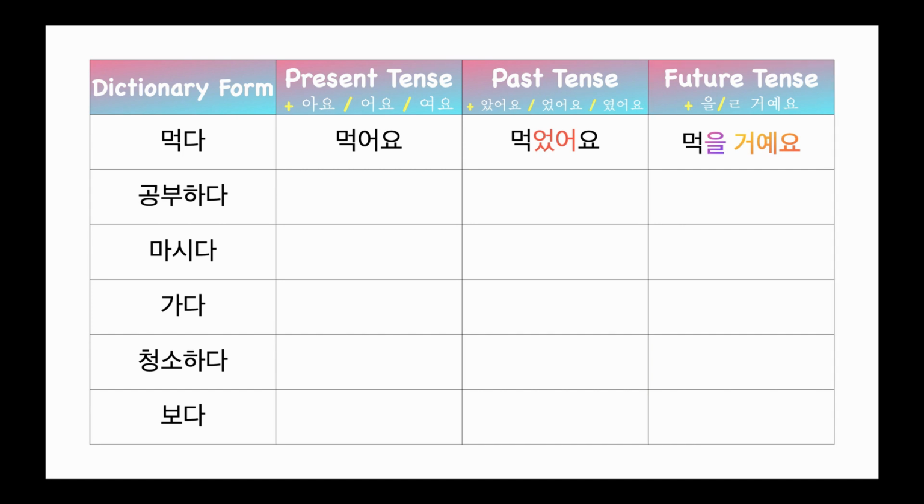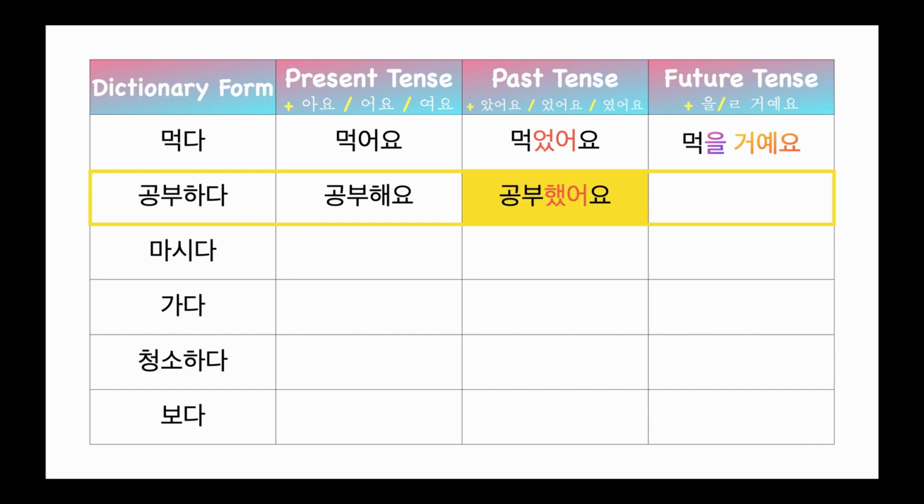So the future tense pattern is add either 을 or ㄹ, 거예요. Now that we've reviewed all the rules, let's go ahead and finish filling out this chart by starting with 공부하다. What is 공부하다 in the present tense? 공부해요. How about past tense? 공부했어요. Future tense. 공부할 거예요.